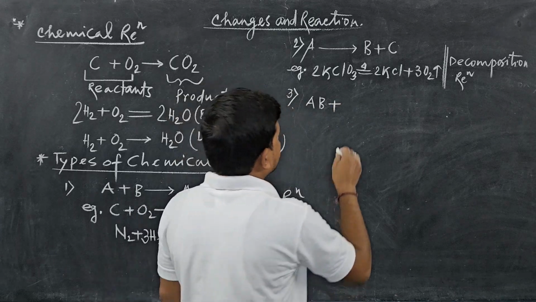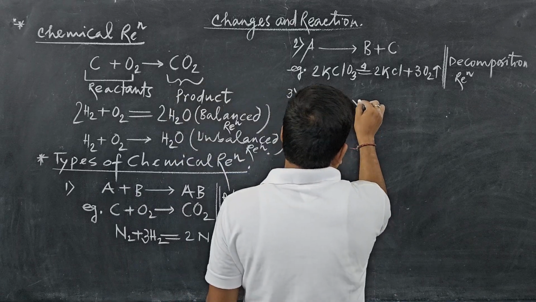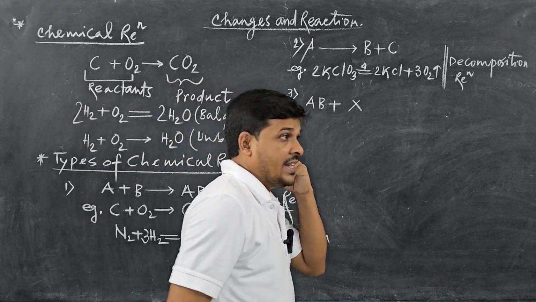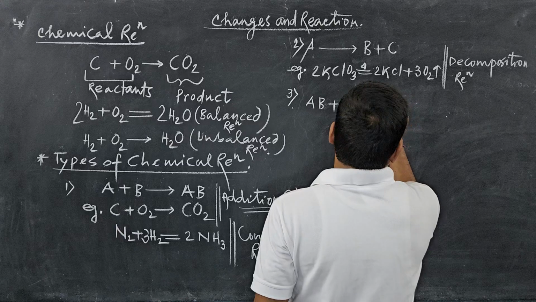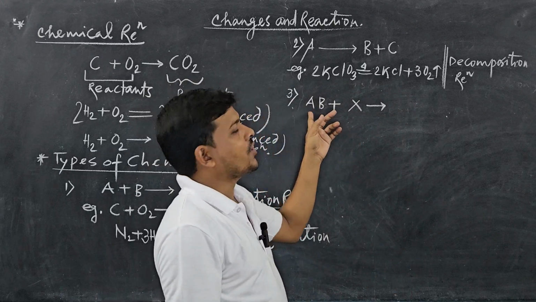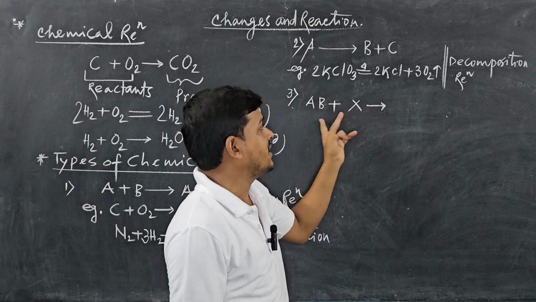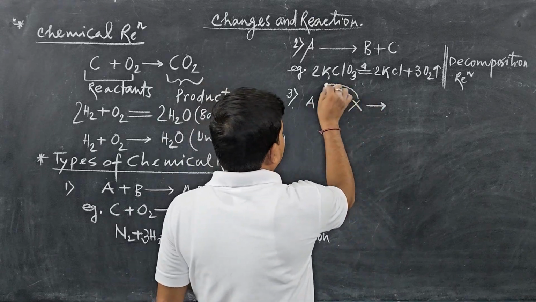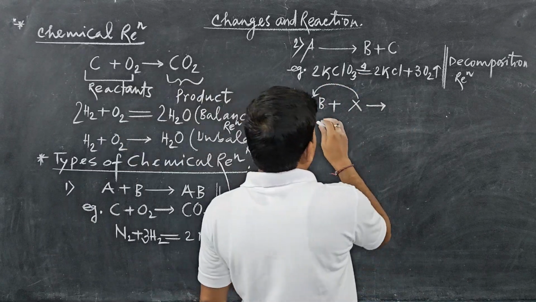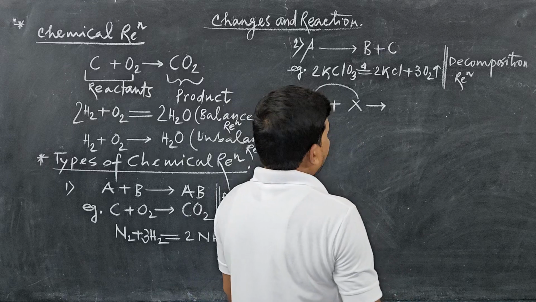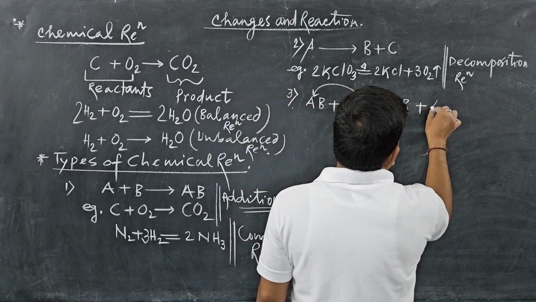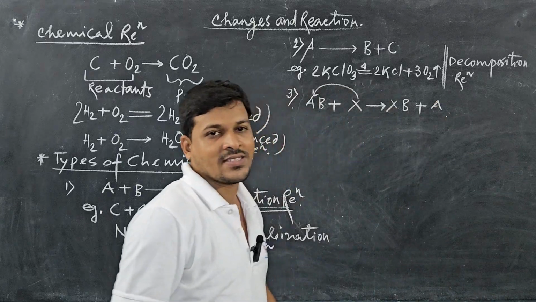Another type of chemical reaction is called the displacement reaction, where AB is a substance and there is another substance, let it be X. If X takes the position of A, then A is displaced by X. Then XB plus A is formed.